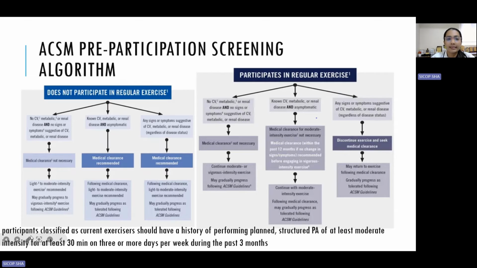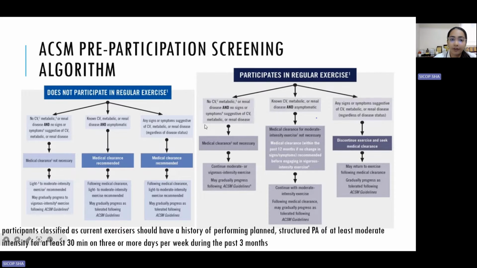So, what is the ACSM pre-participation screening algorithm? For whoever comes and wants to enroll into exercise, let's classify them under two headings: one who does not regularly participate in exercise, and another who actually participates in regular exercise. The ones who do not participate in regular exercise are the first timers. By regular exercise we mean that the patient exercises for at least 30 minutes at moderate intensity for 3 or more days a week in the past 3 months.